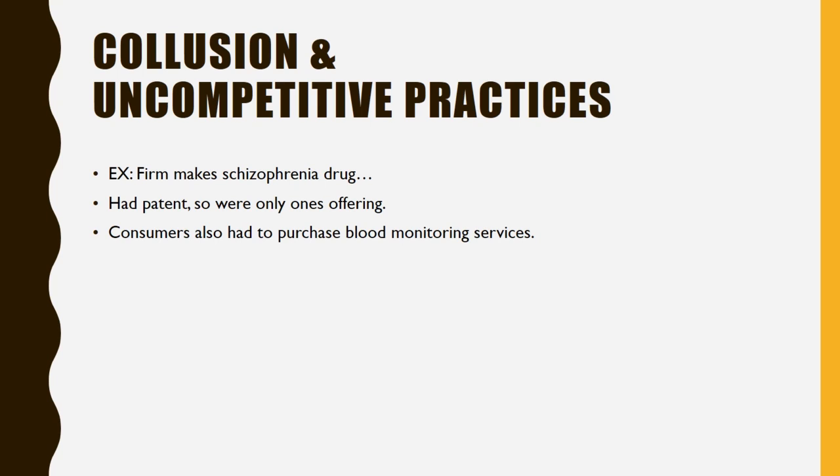So let's think about it. This is a tying contract, right? Schizophrenia drugs can only be obtained if you also buy the blood monitoring service as well. So they've tied 2 products together. They've tied one that they're very dominant in, right, the schizophrenia drug, because they have the patent, and probably they have a lot of competition for blood monitoring services. So this is an uncompetitive practice. Basically what this did for people is that it raised the price of medical treatment. If you were a schizophrenic and you needed this drug, it made it a lot more expensive than it would have been if these 2 things had not been tied together.